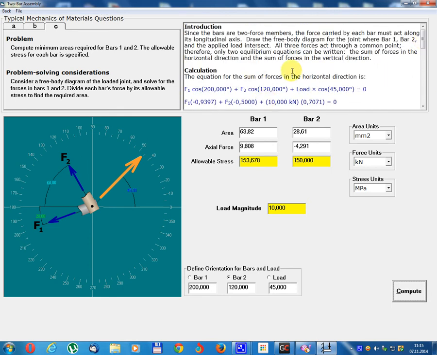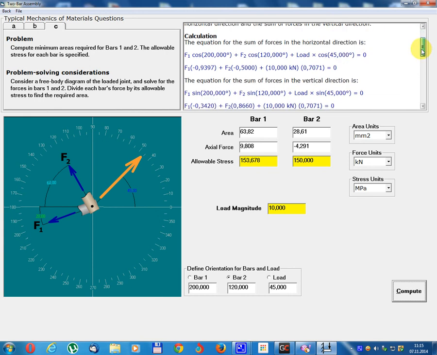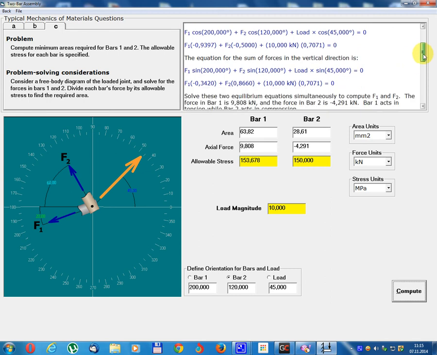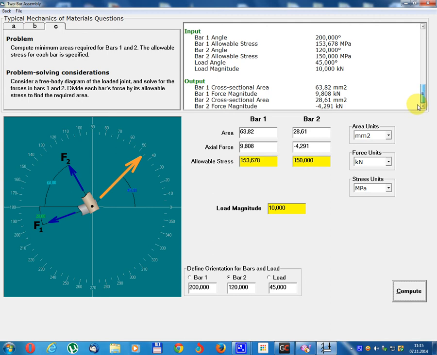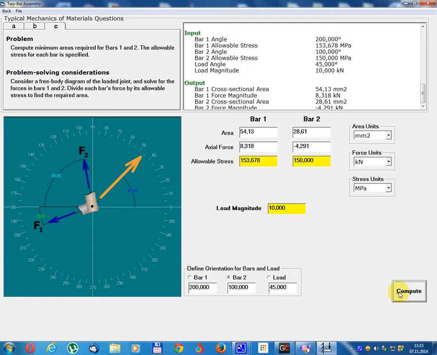The equation for the sum of force in the horizontal direction is the equation for the sum of force in the vertical direction is for bar 2 100 degree P. Allowable stress 200 megapascal for bar 1 and 100 megapascal for bar 2, P.